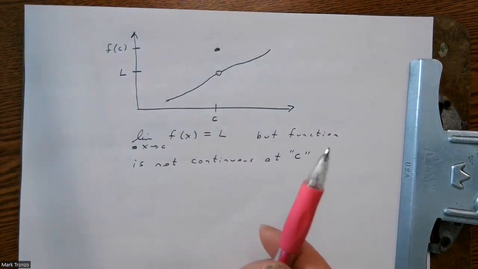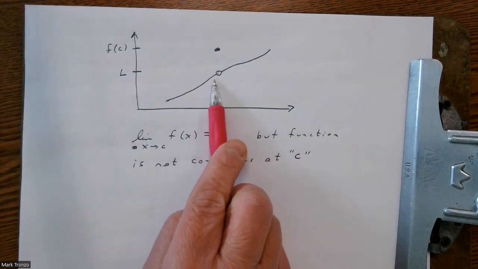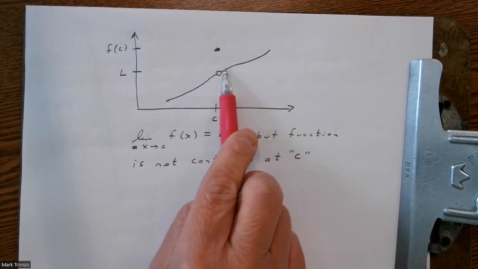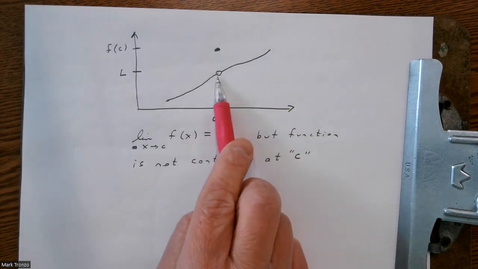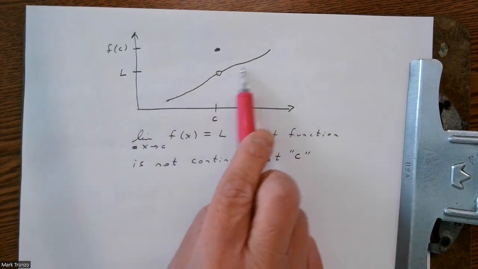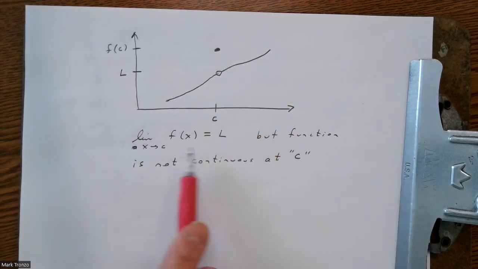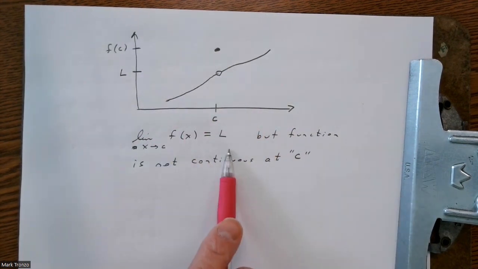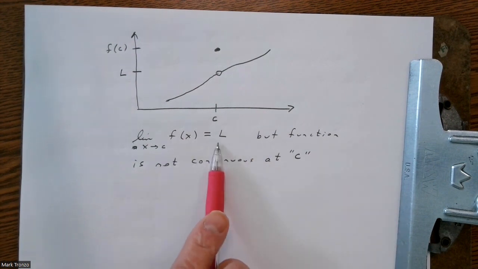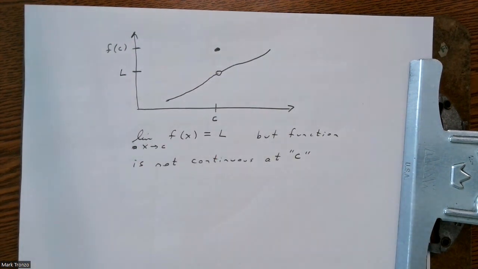Remember, in Calc 1 and 2, you took the limit from the left and the limit from the right. The limit from the left was L, the limit from the right was L. As long as that was true, the limit was L, and from our definition, the limit is L, but it's not continuous. And so that was another way you did it in Calc 1.